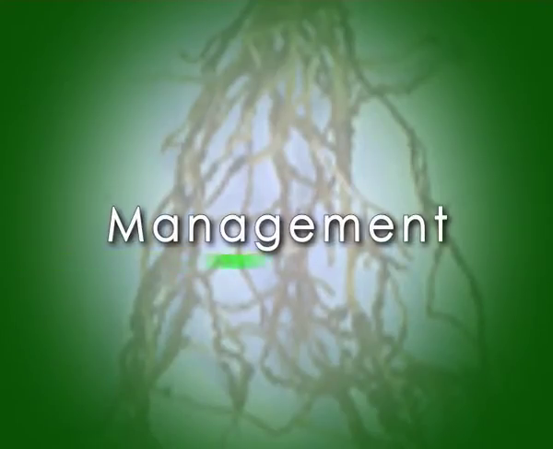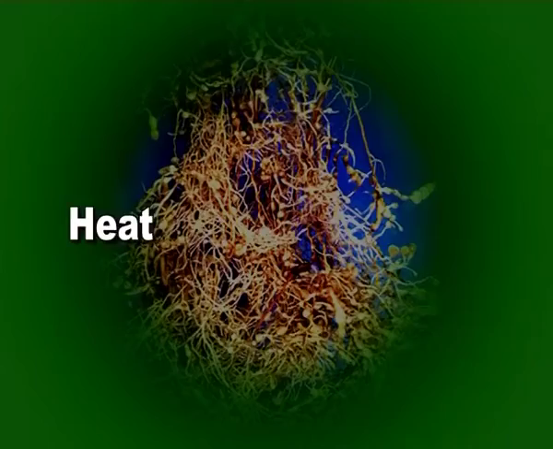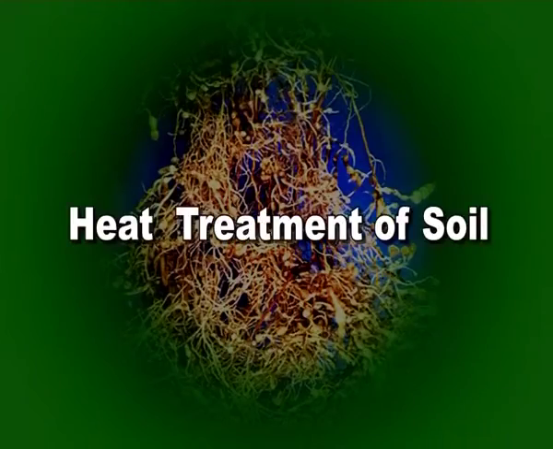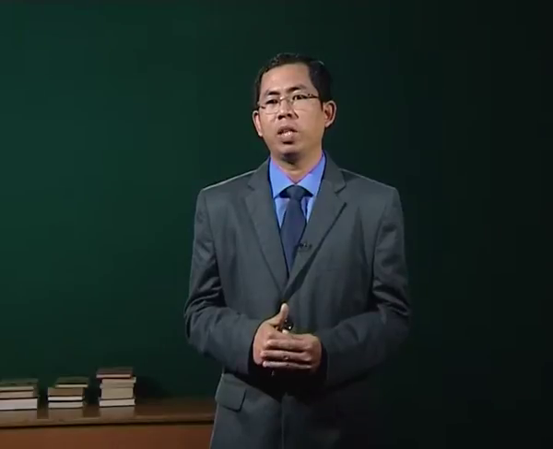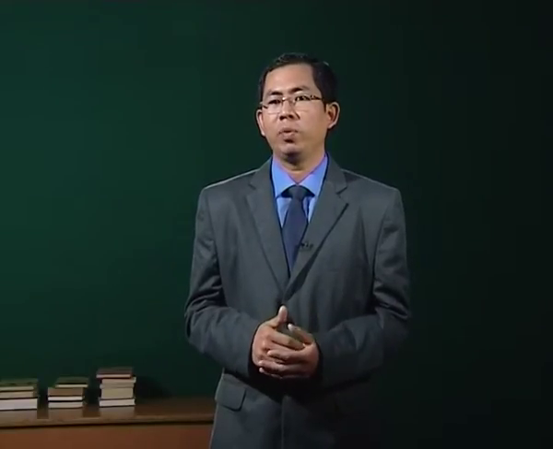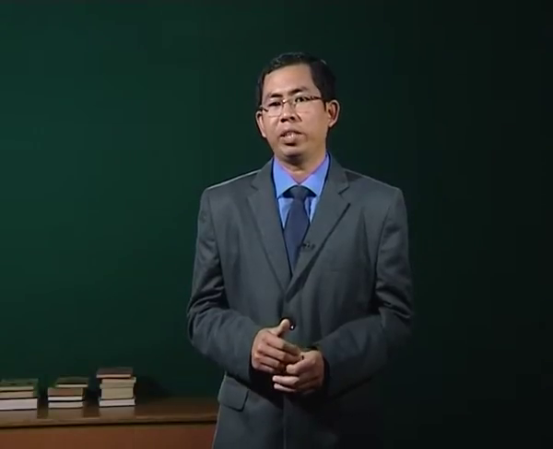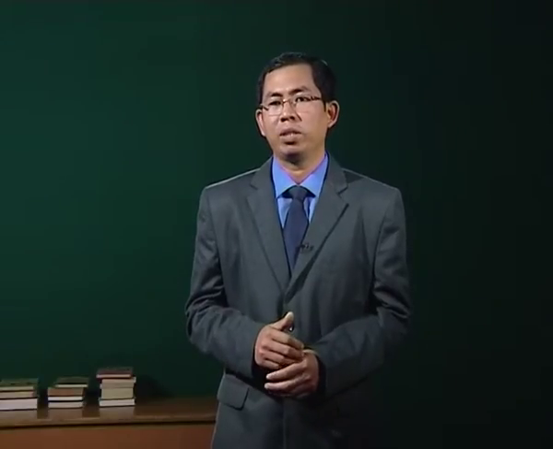Now we will go for the management of the nematode disease of coffee. First one is the cultural control. The best way to manage root knot nematode is to plant clean rootstocks into clean ground. Next is the heat treatment of soil. The soil in which the coffee seedlings are grown in the nurseries may be heat treated prior to use so as to kill any nematodes present.